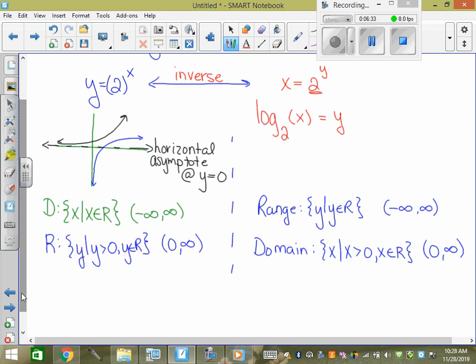This one has a horizontal asymptote. And you can't say 0. That's not an asymptote, that's just a value. You have to give it an equation. So the horizontal asymptote is on the x-axis. The x-axis is actually the equation y equals 0. So the exponential has a horizontal asymptote at y equals 0, where the log is going to have a vertical asymptote at x equals 0. Right?